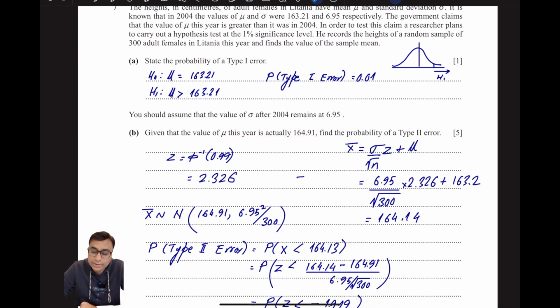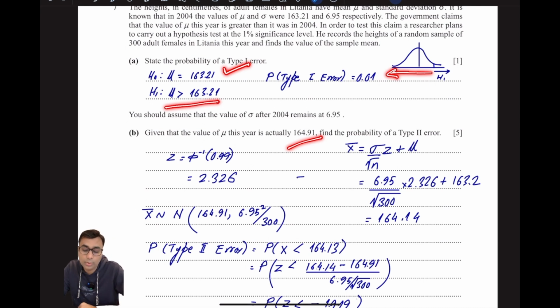So we have to calculate the probability of type 2 error, that is the acceptance of H0, the non-critical region, but for that you will be given a new value of mean, because obviously since your null hypothesis is wrong, your mean must be greater than 163.21, so they must provide you with a value of mean to be able to calculate the probability of type 2 error, which is provided over here, which is 164.91. So you have to find out the probability of non-critical region with the new value of mean being provided to you, which is 164.91.